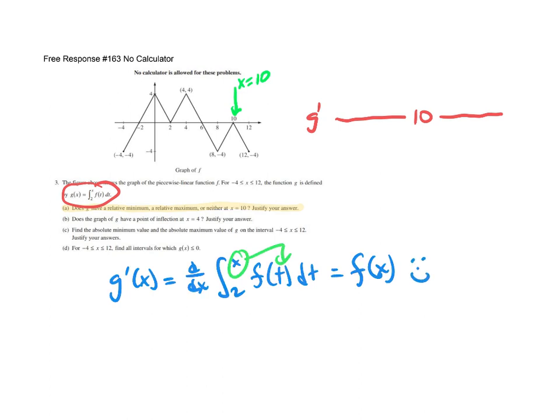That means our sign diagram is going to be on f. All we're doing is looking at the signs of the function on either side of 10. So take a look at this. What is the sign of function f on this side of 10, on this left side?